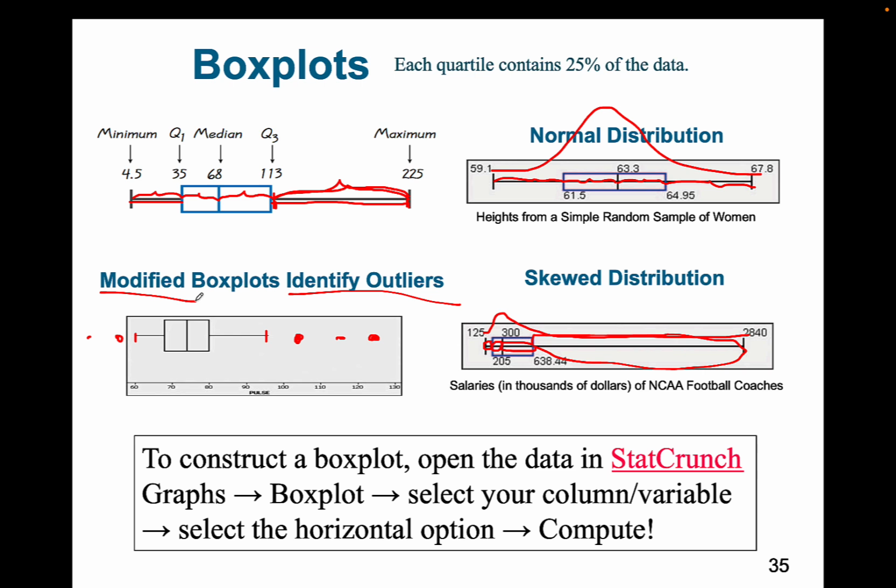We are going to construct our box plots by using StatCrunch. So we will open the data in StatCrunch, and then we're going to go to the menu Graphs. We're going to select the type of graph that we're interested in. First of all, we're going to be practicing with box plots. We're going to select our column/variable. We're going to select the horizontal option, and then we'll hit compute.